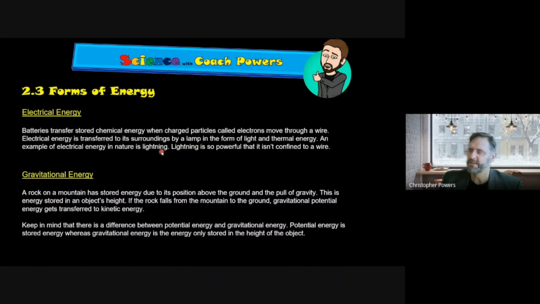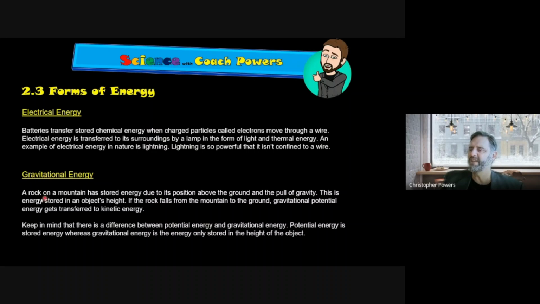So is it positive to negative flow or negative to positive flow? Lightning is so powerful that it isn't confined to a wire, even though we think that Benjamin Franklin captured lightning. Now, it was just a conduction of the electrons from an electrical source, or else he would probably not have been able to move on past that.